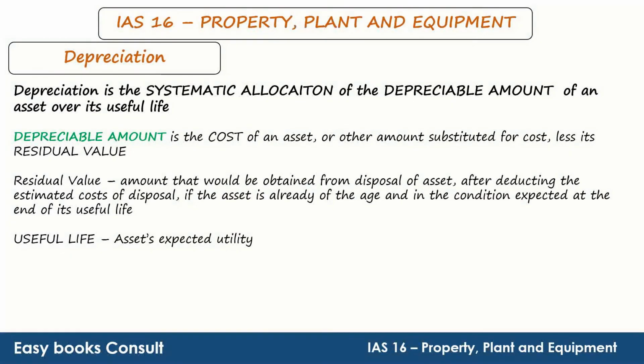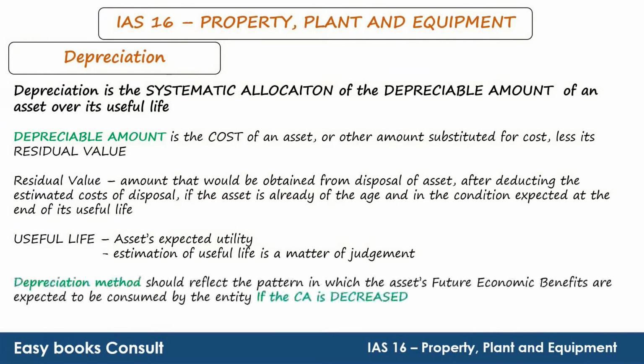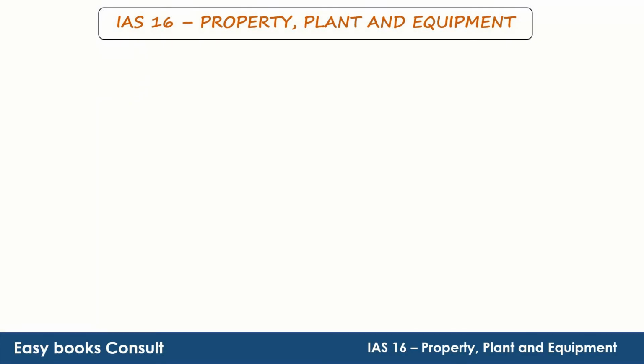Useful life. Useful life is the asset's expected utility. Estimation of useful life is a matter of judgment. Depreciation methods should reflect the pattern in which the asset's future economic benefits are expected to be consumed by the entity. Change in depreciation method is accounted for as a change in accounting estimate as per IAS 8.